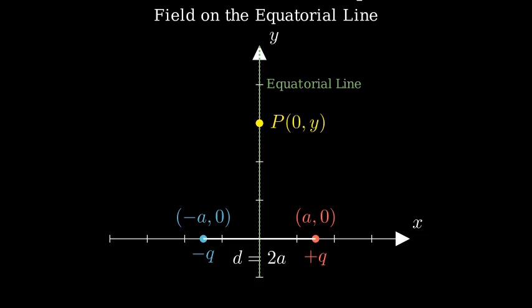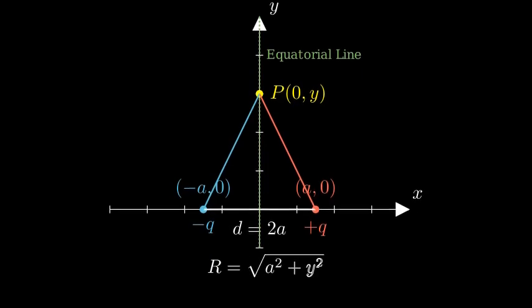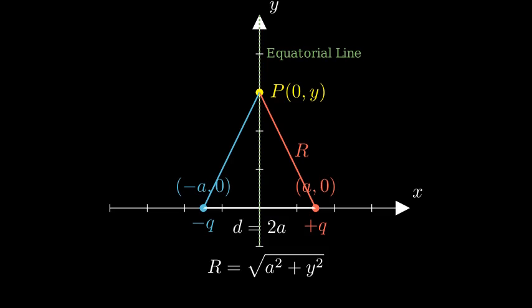Now, let's calculate the distance from each charge to our point P. Looking at our setup, we can use the Pythagorean theorem to find this distance. For the positive charge, the distance is the square root of a squared plus y squared. Similarly, for the negative charge, it's also the square root of a squared plus y squared, since both charges are equidistant from point P. Let's calculate the electric field due to the positive charge.